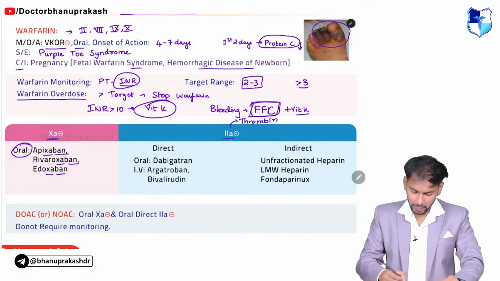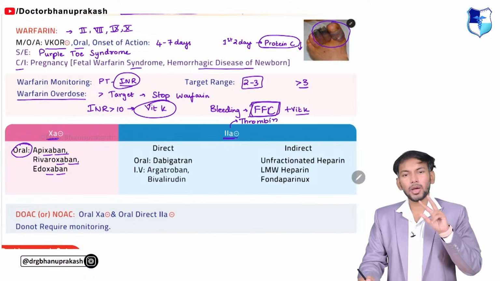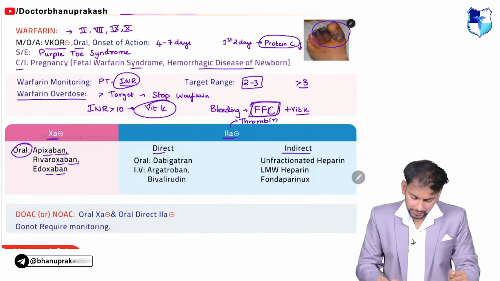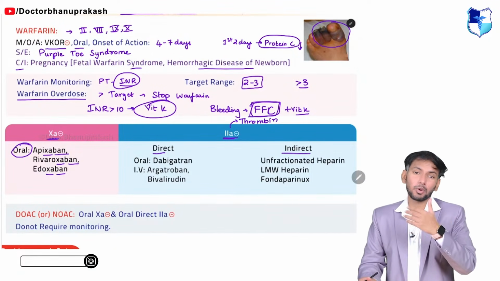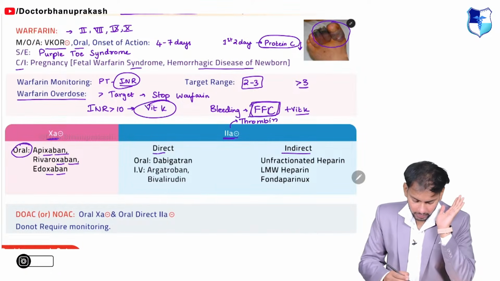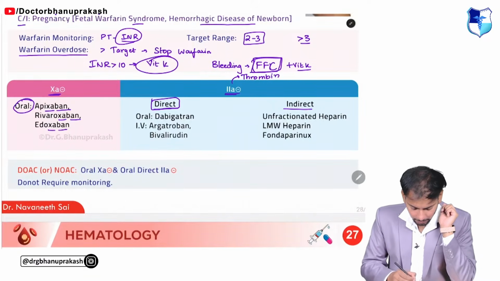Now, coming to 2A blockers, these are thrombin inhibitors. In this, you have 2 classes of drugs. One is direct, the other one is indirect. Direct means it directly blocks the 2A factor. Yes, this is what I want you to understand. Now, in direct, we have both oral and IV. Please remember the oral one, more important, it is dabigatran.